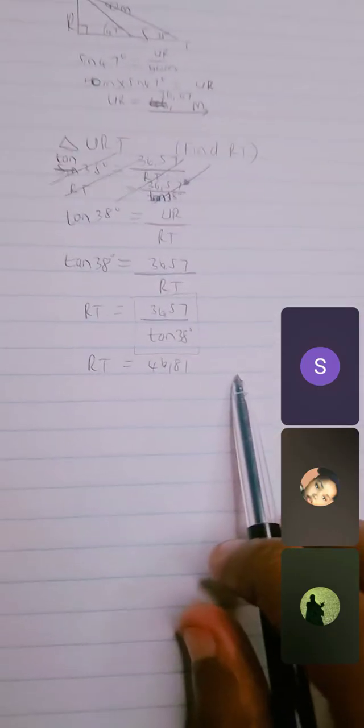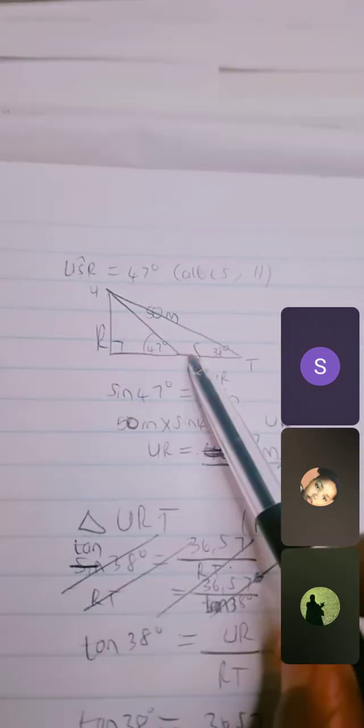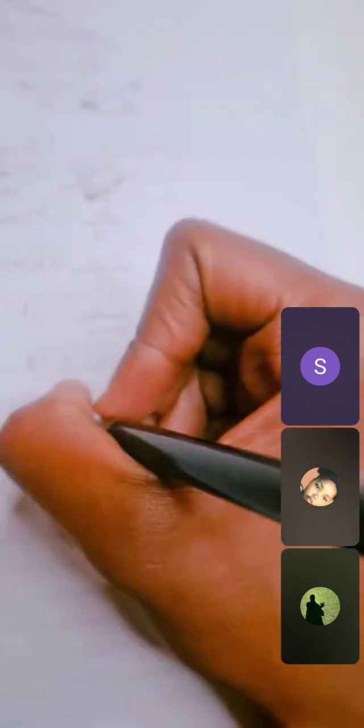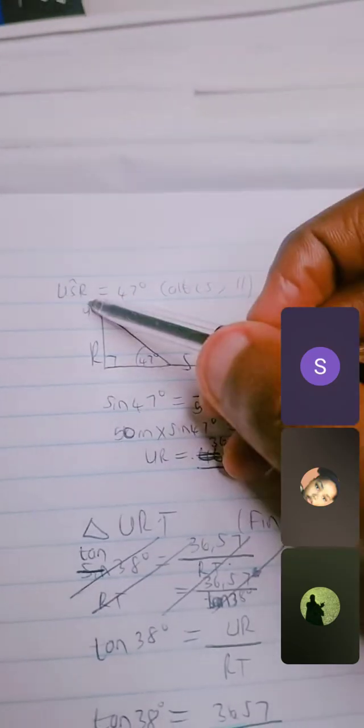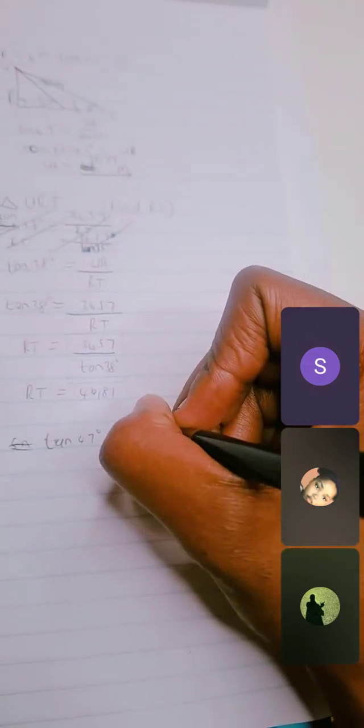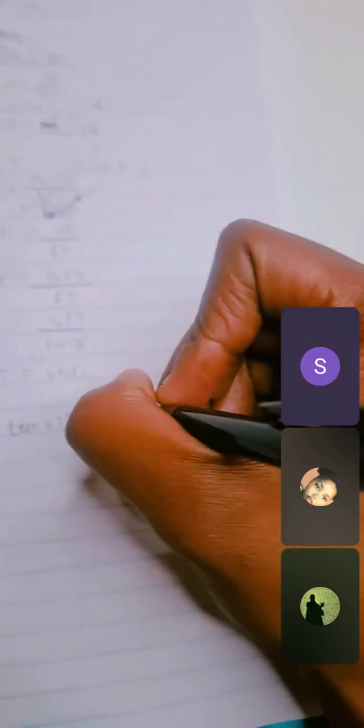So I got RT. Now what's left is for me to find RS, because it's for this right angle triangle that I can find it. So I'm going to say tan of 47 degrees. Remember, this triangle here has this angle 47 degrees. Tan of 47 is equal to the opposite, which is UR, 36,57 over RS.